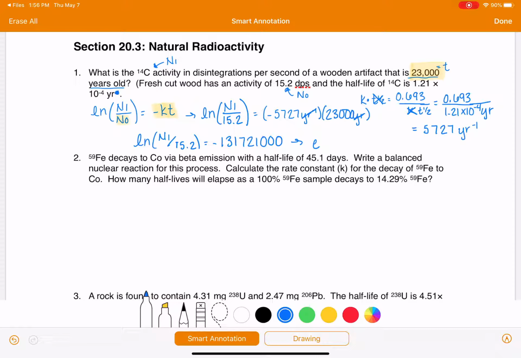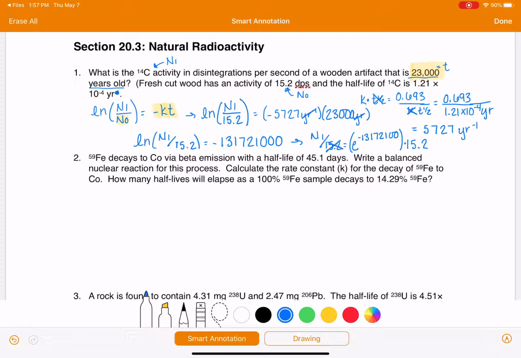To deal with the natural log, we're going to take the inverse natural log, so we're going to end up with N1 over 15.2 is e to the negative 131 blah blah blah, which is, oh, what? More than my calculator can handle. That's too bad. Unsolvable for me. So this is how we would solve it. And then we would want to multiply both sides by 15.2.